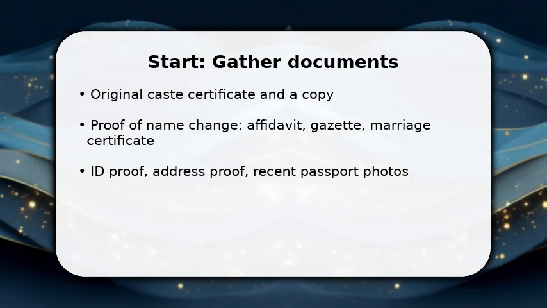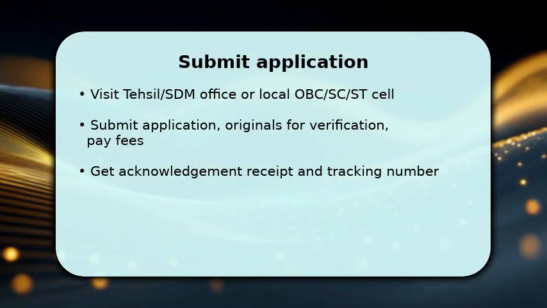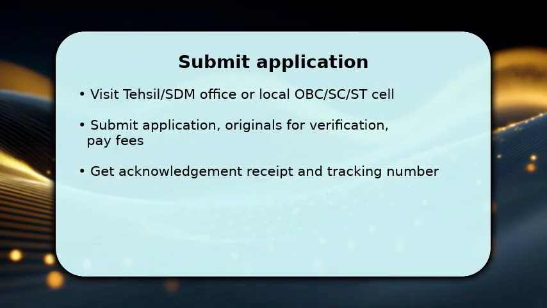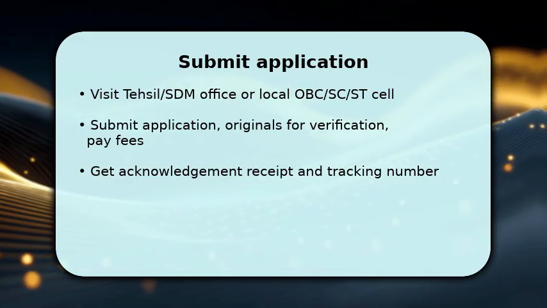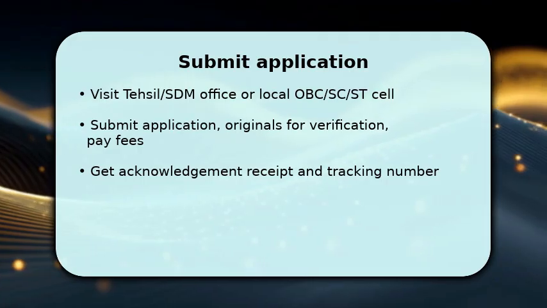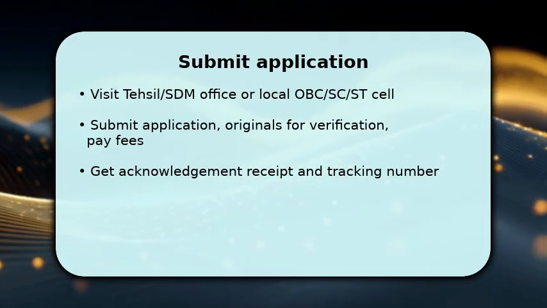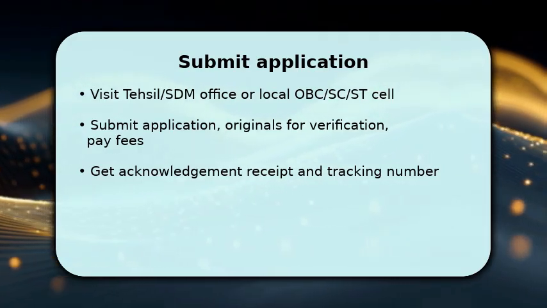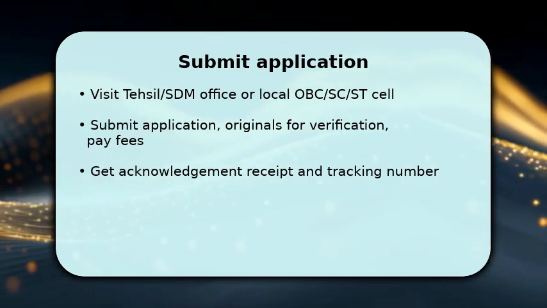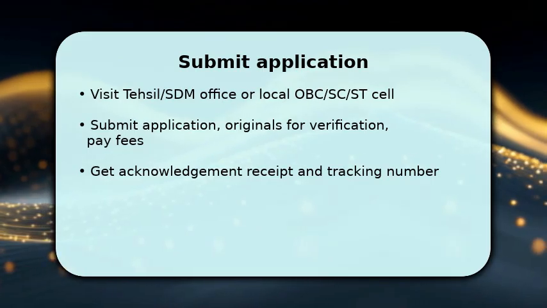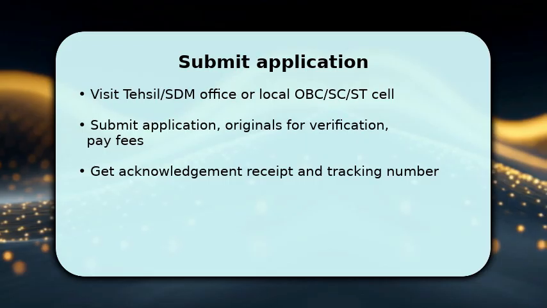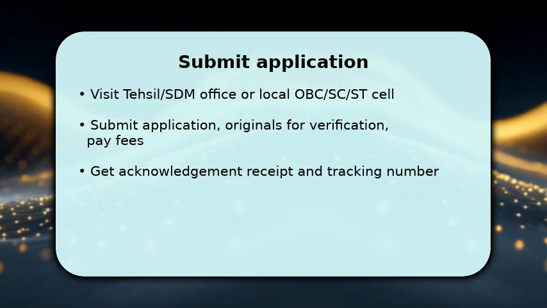You go to the Tehsil/SDM office or the designated OBC/SC/ST cell and hand in your application with originals for verification. Make sure to keep copies self-attested. Pay the prescribed fee and any processing charge. Ask about expected turnaround time and note the officer's name. Once the clerk gives you an acknowledgement or receipt, keep it safe because it contains the reference number you'll use to track progress. If any document is missing, the receipt will specify what to add.